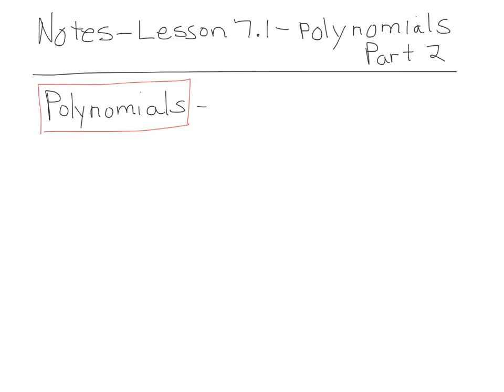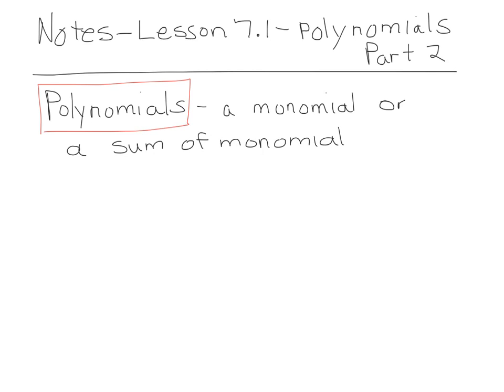So first of all, the definition. A polynomial is a monomial, or it's a sum of monomials. So it could be a monomial. You could call it a polynomial, but if it's a monomial, we usually say monomial. Or it could be the sum of monomials. Remember, sum means add, right? So you could take a bunch of monomials and add them together, and then you would call it a polynomial.